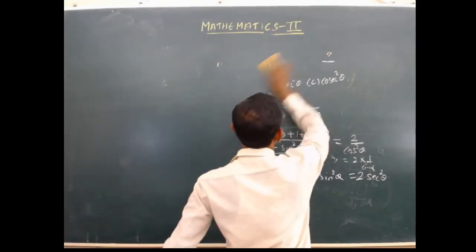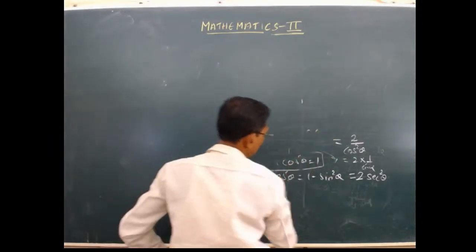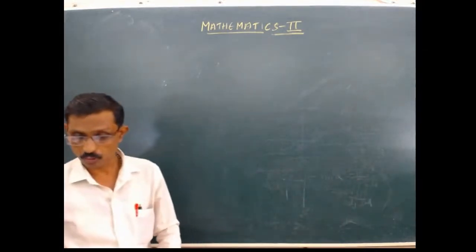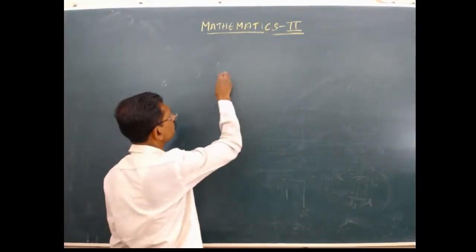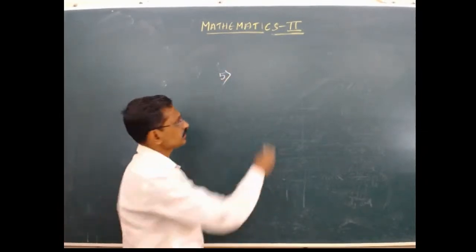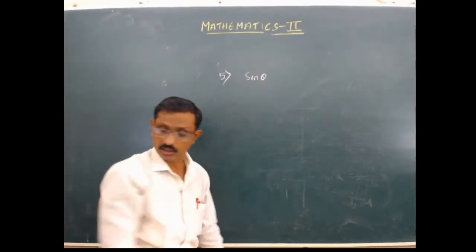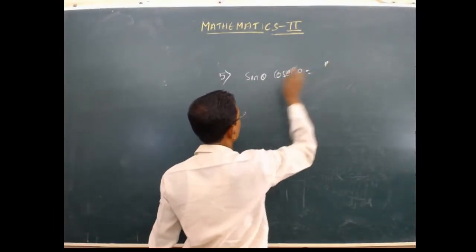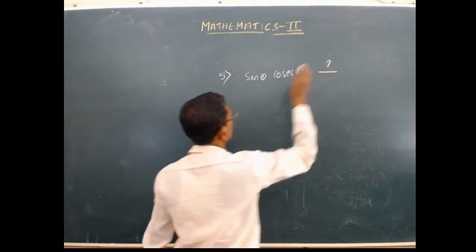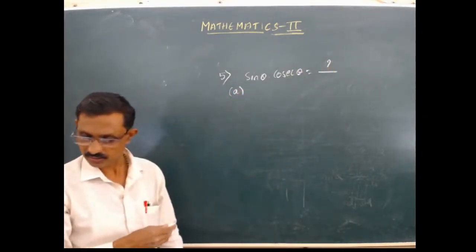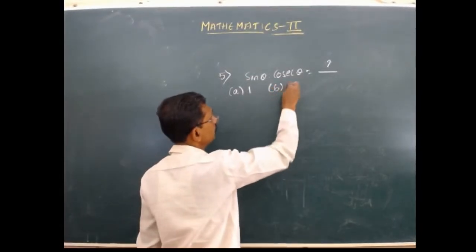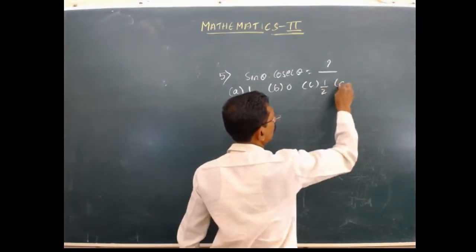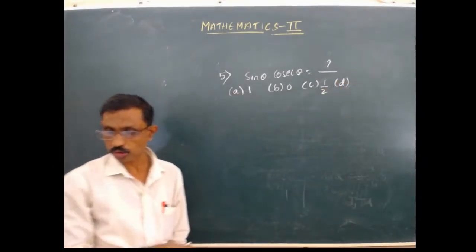Let's see what we have in the next MCQ. The fifth one. Sin theta into cosec theta is equal to how much? Our option A is 1, option B is 0, option C is 1 upon 2, and option D is root 2.